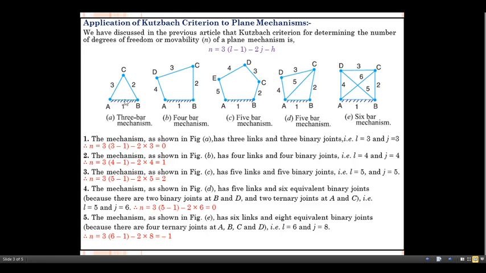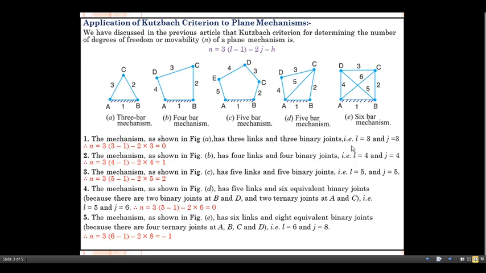Just see in this case how many binary joints we have. Just see the number of links: first link, second one, and third one. Now see, this first link is connected with the second one; this forms the first binary joint. Link 2 with 3 forms a second binary joint. Link 3 with 1 forms the next binary joint.